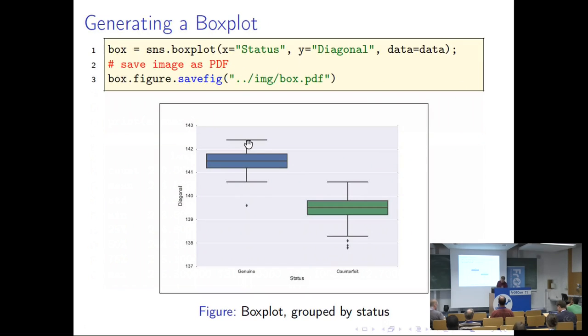Okay, I can also create a graphical representation of this 5-number summary. That's a so-called box plot. So that's where I apply the seaborn library, which has a boxplot command. And I simply say, well, on the x-axis, I want to have the status. That's genuine or counterfeit. And on the y-axis, I want to have the diagonal. If we have a look at this diagonal also in the scatterplot matrix, which we will see next, we will see that this variable holds some insight about what is genuine, what is counterfeit. So that's a useful variable.